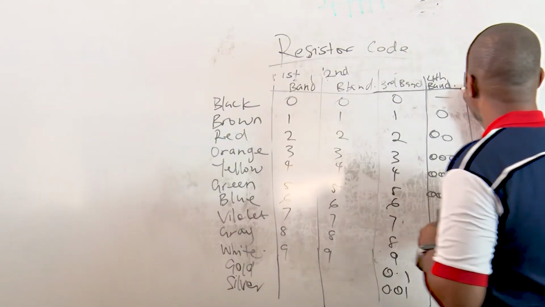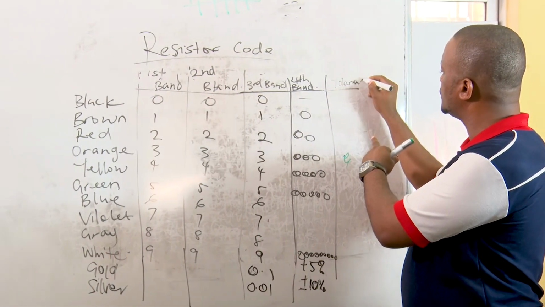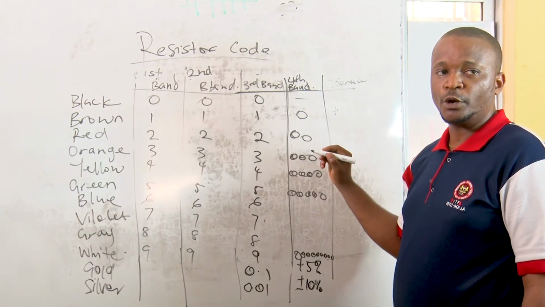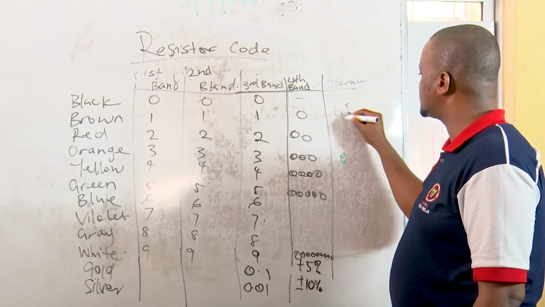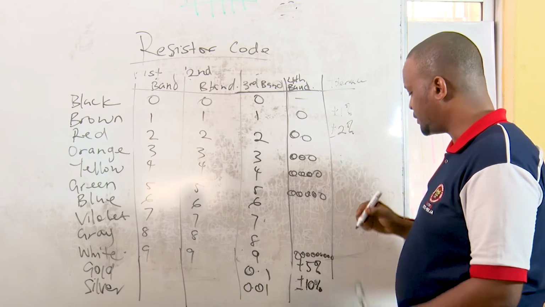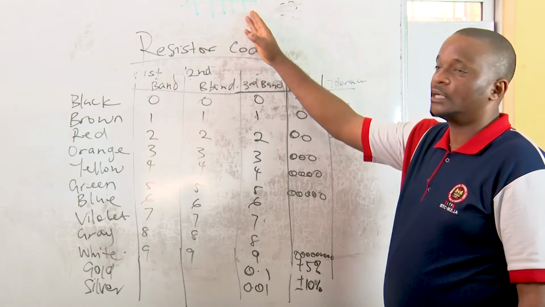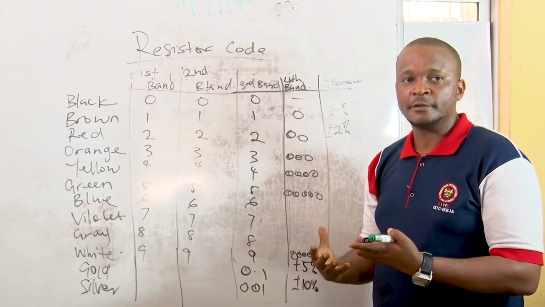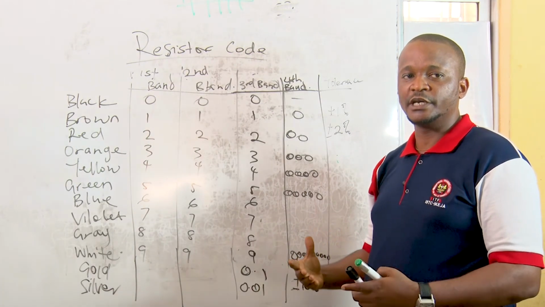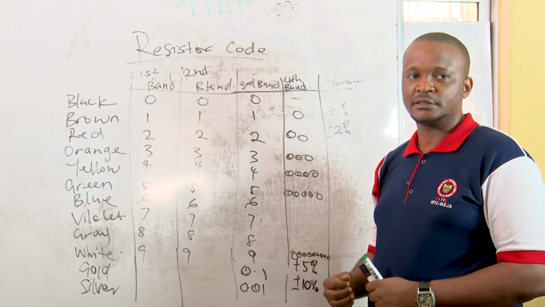So you are going to be expecting to have the tolerance. The tolerance here will be brown, and brown is plus or minus 1%, while red is plus or minus what? 2%. Okay, so you can see that the 5-band resistor has a higher level of accuracy because the tolerance range is plus or minus 1% or 2%.